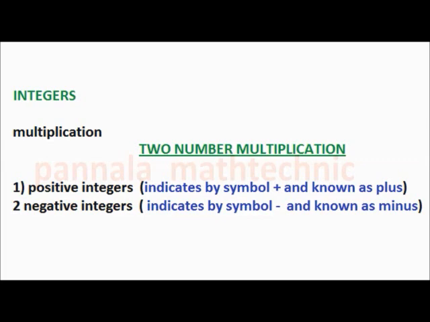Integers with multiplication operation. Now first we see the two number multiplication. We know positive integers are indicated by the symbol plus, and the negative integers are indicated by the symbol minus.